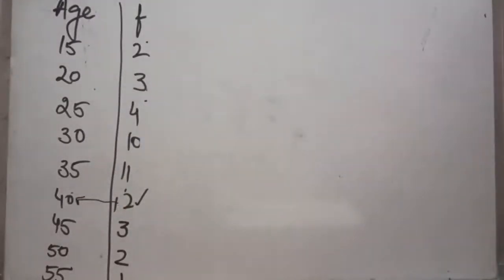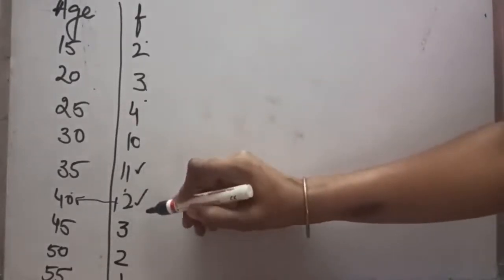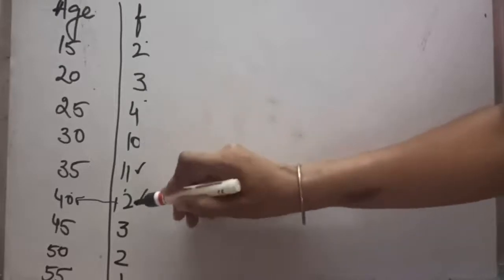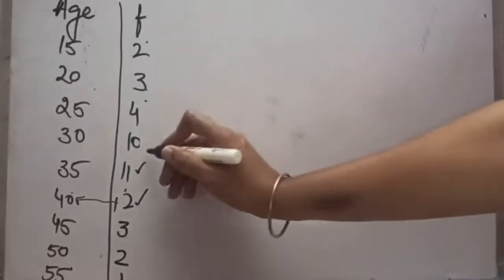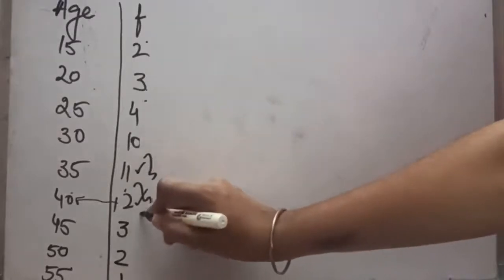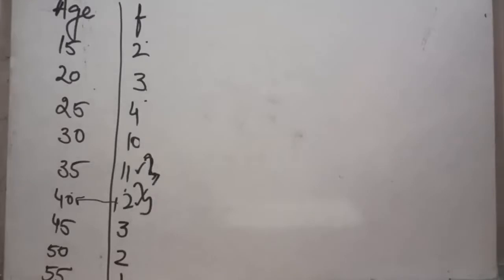But if we observe the question carefully, ignoring 12, the next highest value in the series is 11. So the difference between the maximum value, that is 12, and the next maximum value, that is 11, is very minor. So here we cannot apply the inspection method. We will have to apply the grouping and analysis table. Only then can such questions be solved.